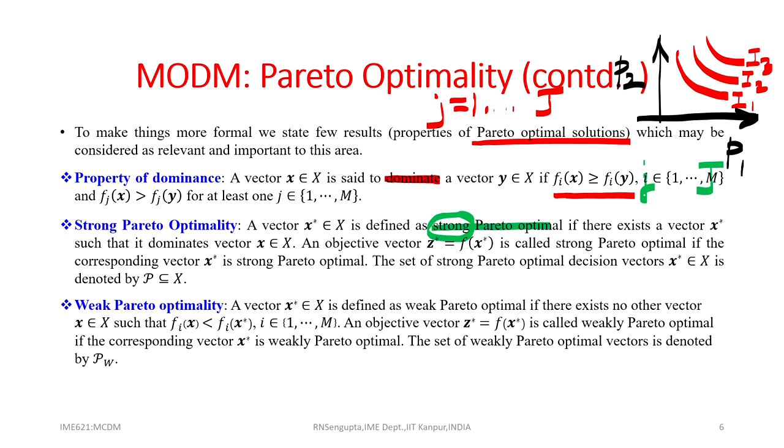Now, the concept of weak Pareto optimality, these ideas which I am explaining would be made clear with the examples. A vector x star in X is defined as weak Pareto optimal. Let me use a different color, say for example blue. If there exists no other vector in X such that f_i(x) is less than, not less than or equal to, f_i(x star), then this objective vector would be called weak Pareto optimal. It is weak Pareto optimal based on the fact that it is strictly less. In the other case, the less than sign can be replaced by the less than or equal to sign also.